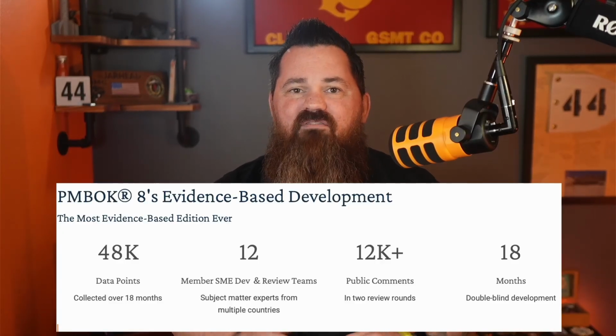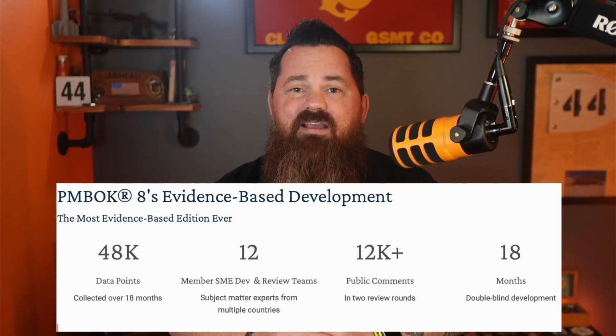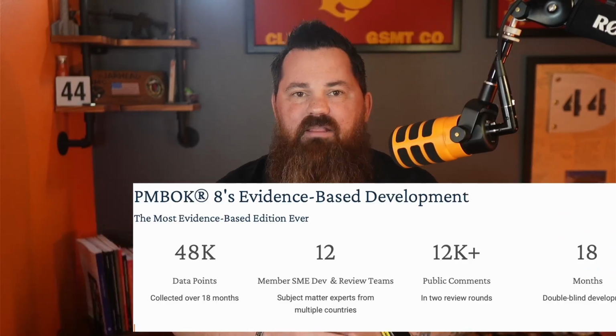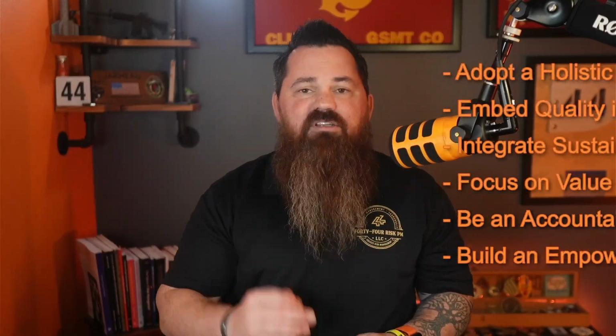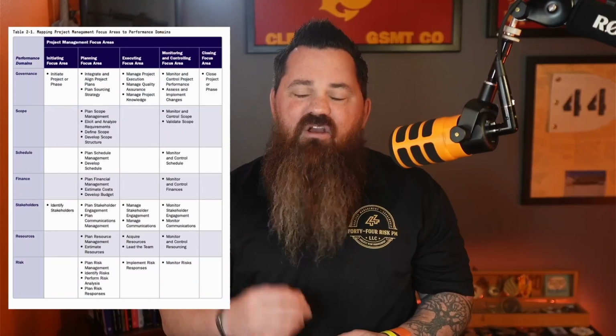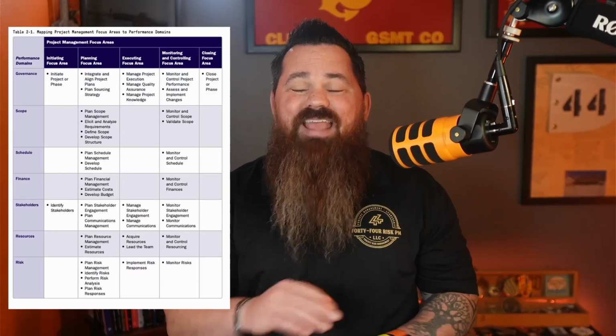Now with the PMBOK 8th edition, PMI has listened. They brought together the largest contribution pool of project managers to date and collected 48,000 data points from project managers worldwide. And they had 2 rounds of global feedback. And in turn, they found the balance. So now we're at 6 principles instead of 12, 7 performance domains instead of 8. And here's the key. They brought back 40 processes, but made them flexible enough to work with any approach.